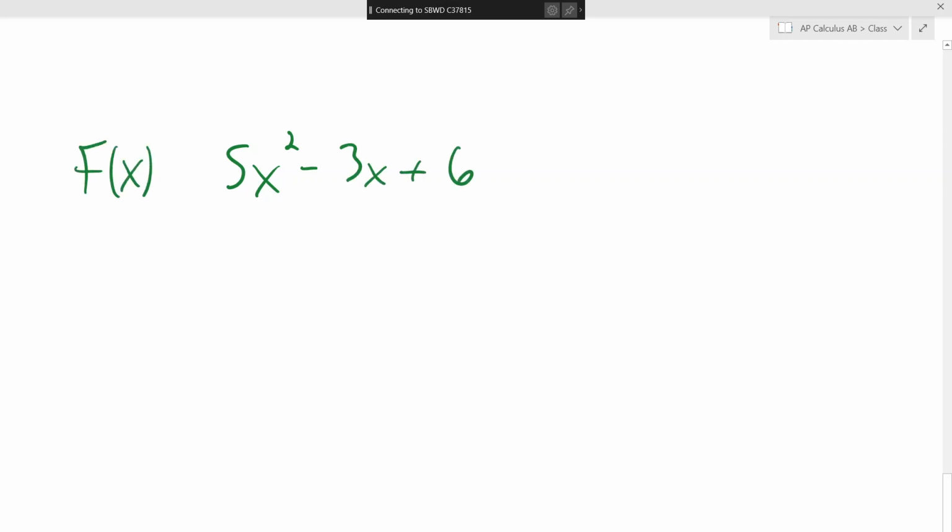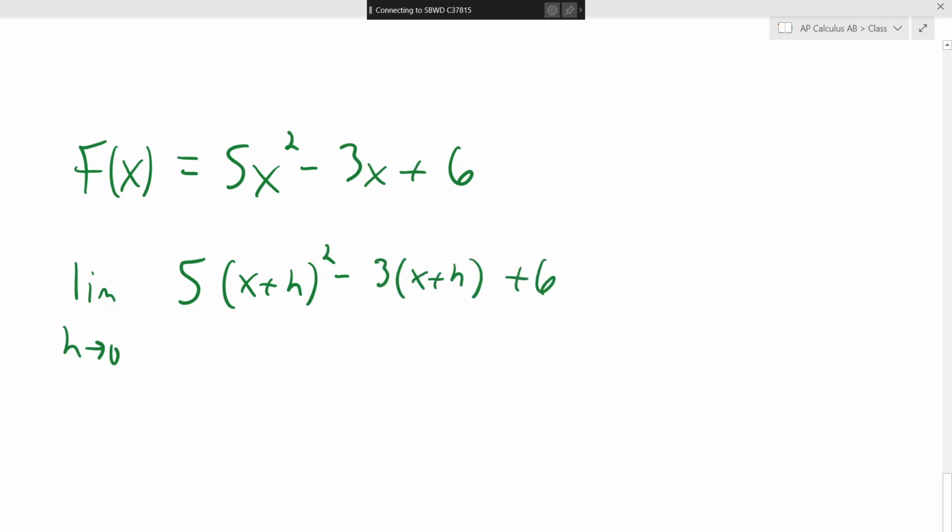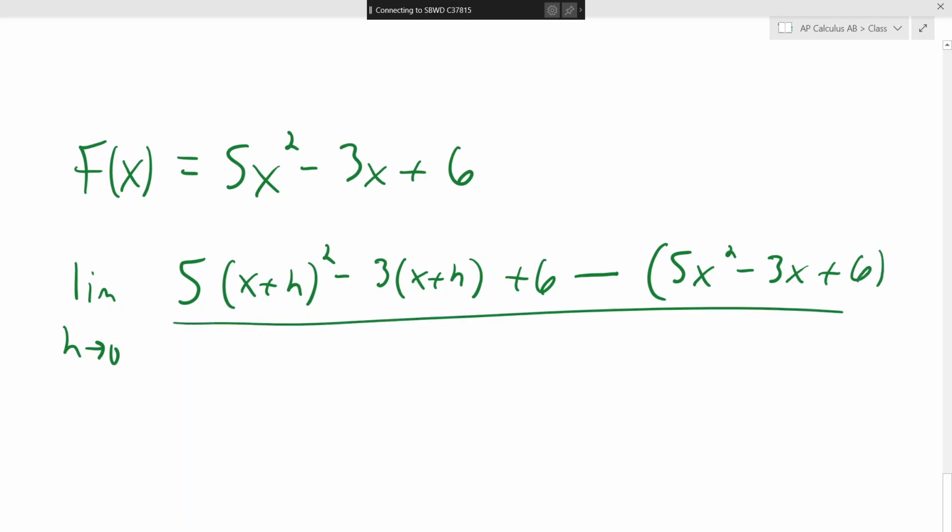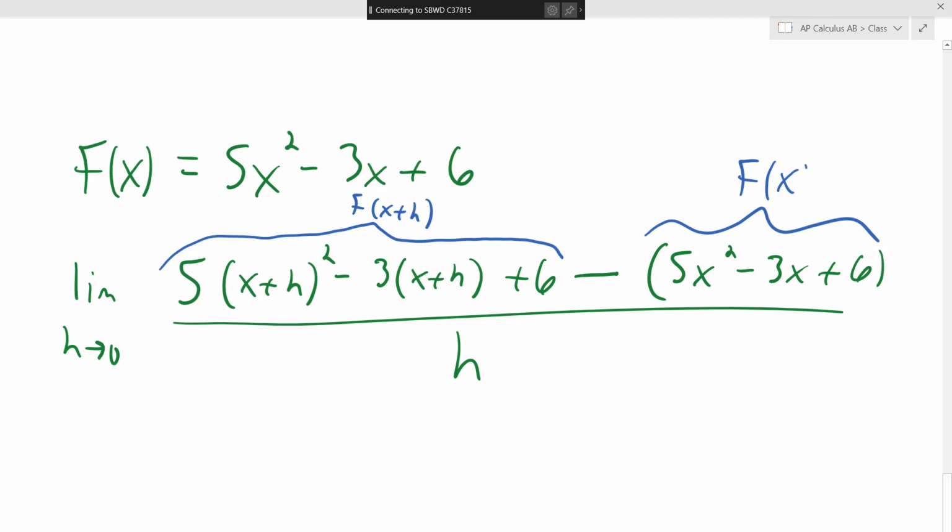Cool. So this is another quadratic expression. If we want to find the slope of it, the derivative of it, we're going to use our definition of derivative, but all that is putting x plus h everywhere I see an x. That's going to look like this. We're going to subtract off from that f of x, all over h. So again, this whole thing right here is f of x plus h minus f of x. That's what that is, okay?